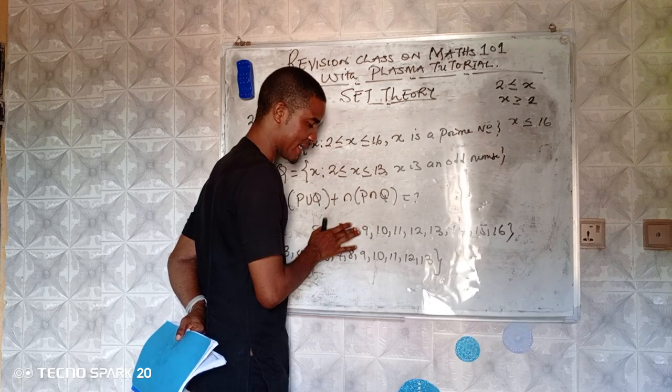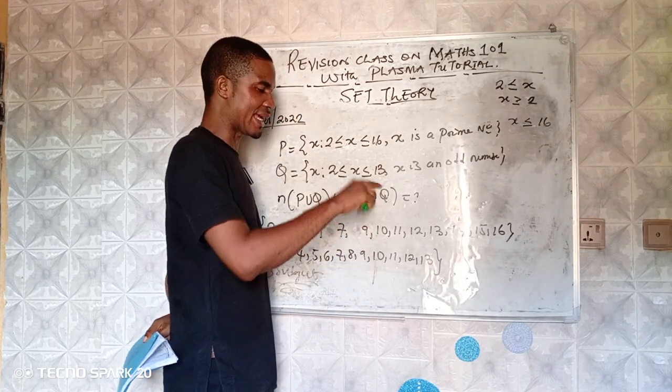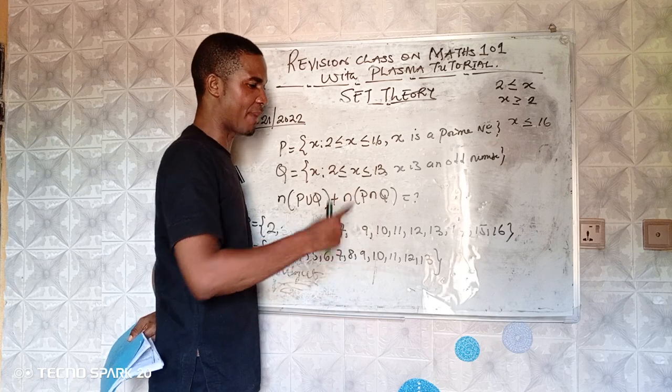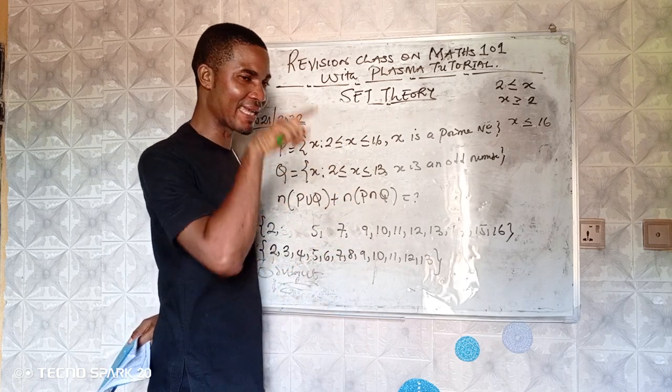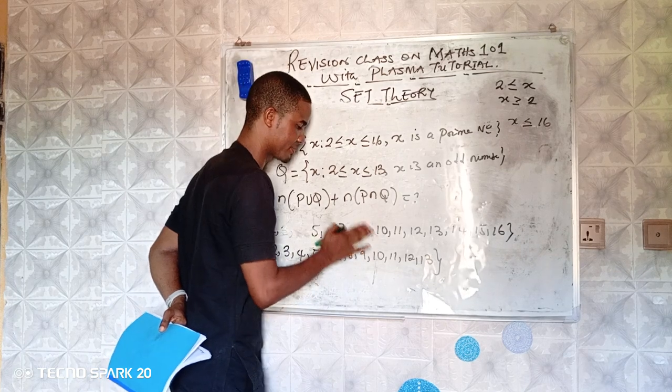Nine is not a prime number. Do you know why? Nine can be divided by nine, nine can be divided by three, and nine can be divided by one. Each factor has exceeded two, so it's not a prime number.